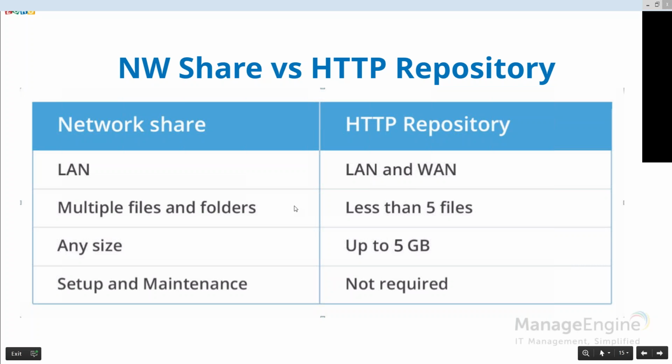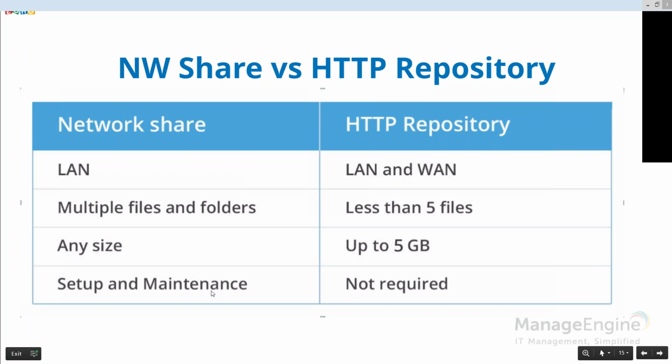And since it's a local share, you can have multiple files and folders. There won't be any restrictions. Whereas in the HTTP share, organizing the files will be a bit difficult if you go beyond 5 files. And since the network share is locally accessible, it completely depends on your local intranet connectivity speed, so you can go with any file size. Whereas size always matters when you want to transfer files from one location to another over the internet. So it is highly recommended to use up to 5 GB when you deploy applications via HTTP repository.